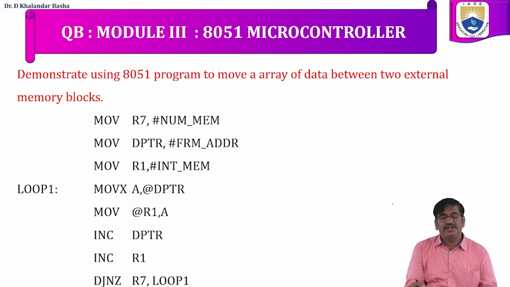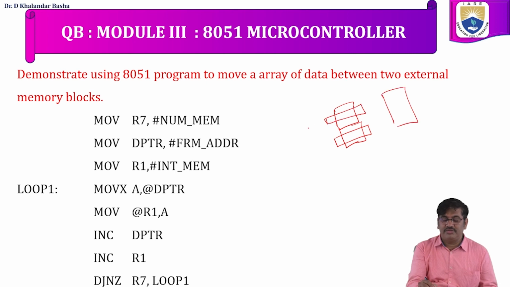Next, demonstrate using an 8051 program to move an array of data between two external memory blocks. So here we have external blocks. For these two memory locations, either we can take a single block or different blocks. These two data with some addresses A1 and A2, we want to exchange these two data, or we want to move the data between two external memory locations, that is from A1 to A2.